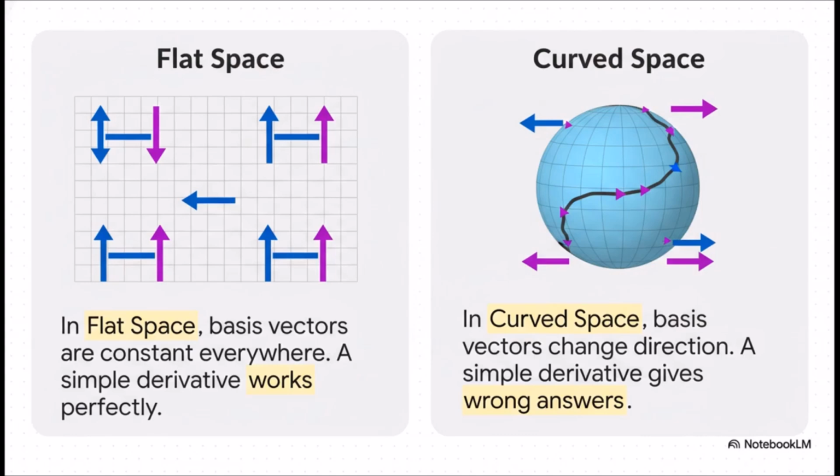Here it is. This is the heart of the issue. On the left, you've got flat space. Think of a simple sheet of graph paper. Your directions, your up and your right, they are the same no matter where you are on the page. Simple. But on the right, on a curved surface like a sphere, the whole grid stretches and warps. Your sense of what forward is changes with every single step you take.